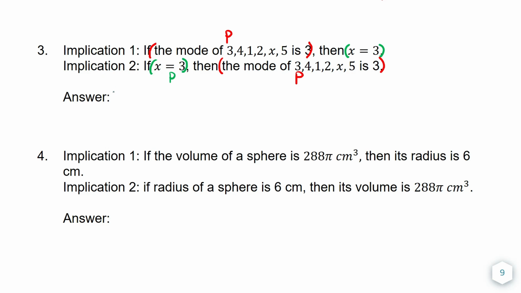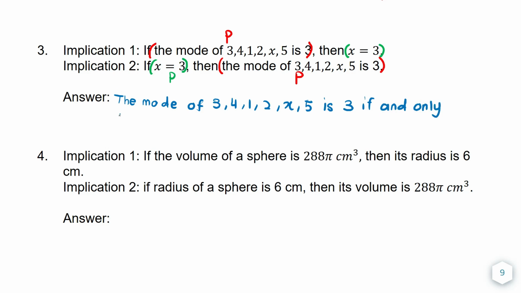Yes, correct. The mod of 3, 4, 1, 2, x, 5 is 3 if and only if x equal to 3.